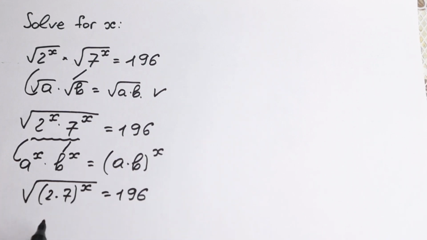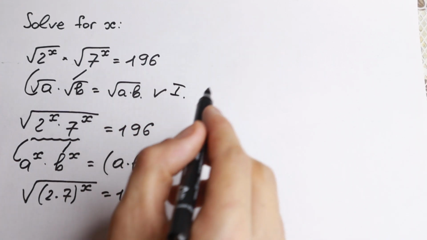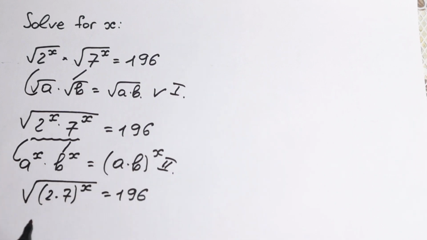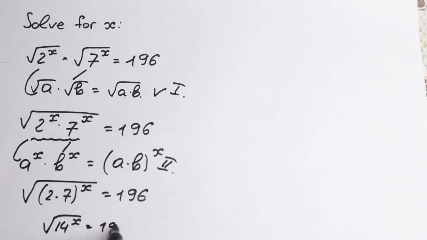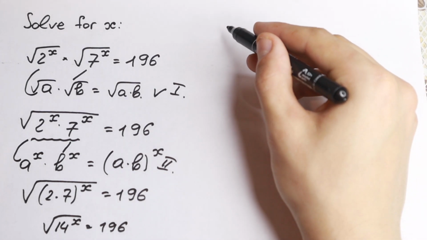Okay, I hope you understand this step. Two really important rules, the first rule and the second rule. Nothing hard, I guess. Okay, we have 2 times 7, which is equal to 14. So square root of 14 to the x equal to 196. And how can we solve it mathematically real quick? But first of all, I want to write, for example, this moment.